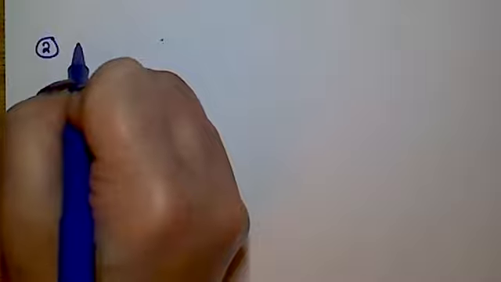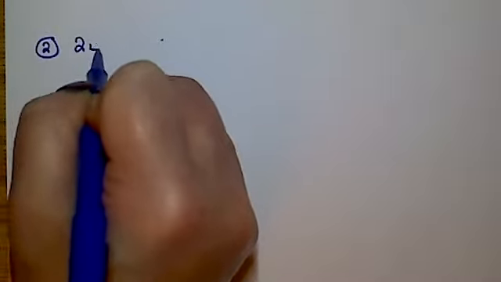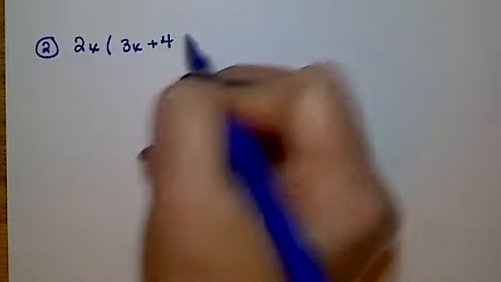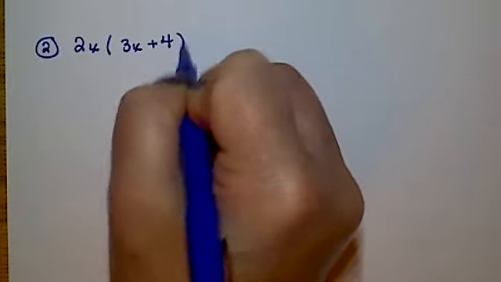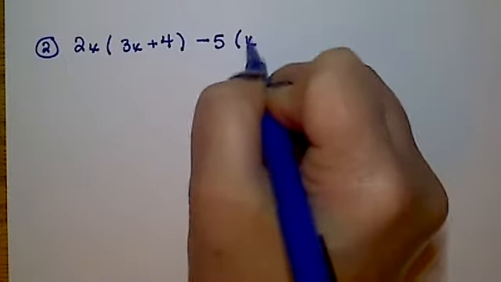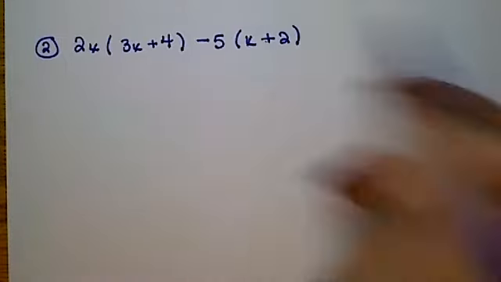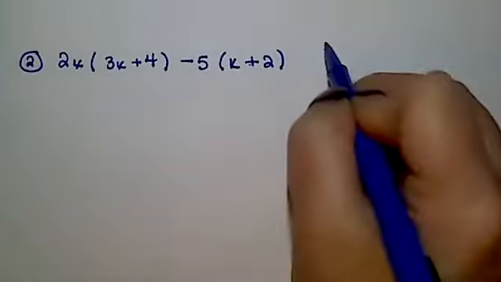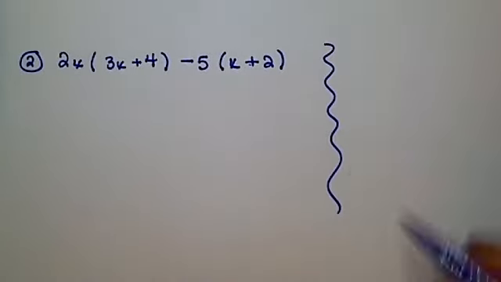Okay, now let's look at number 2. Number 2 is going to be a little bit different, so we're going to step up a little bit. We're going to have a 2x times a 3x plus 4 minus 5 times x plus 2. Okay, and we are still working with simplify. So we'll put a note to the side.